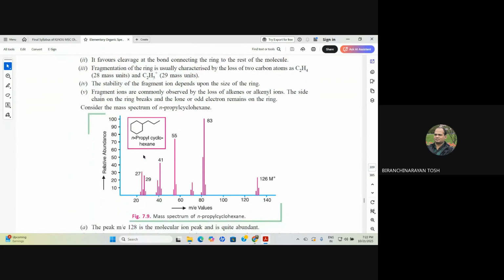So now you see the n-propyl cyclohexane is given here. The peak at m/e 128 is the molecular ion peak and is quite abundant. The largest peak, that is the base peak, which occurs at 83, is formed by loss of the side chain, that is C3H7 loss.